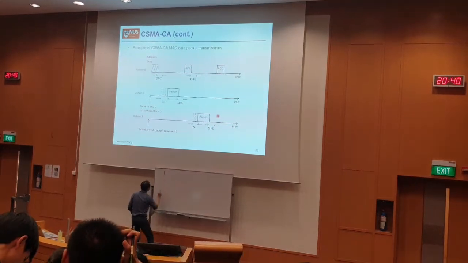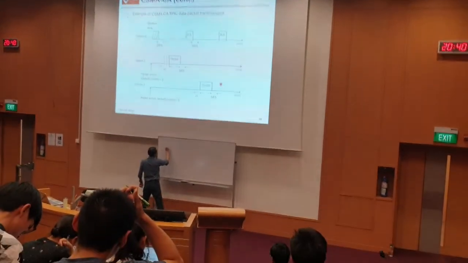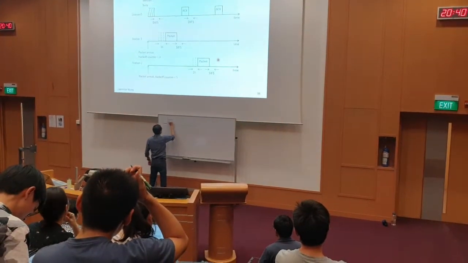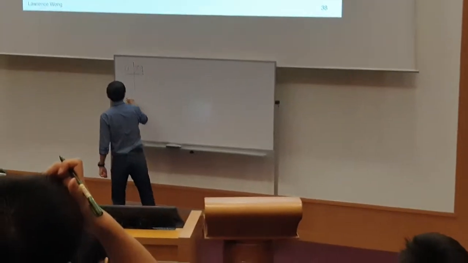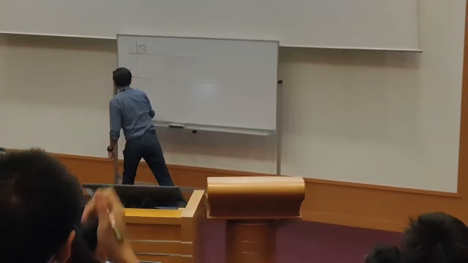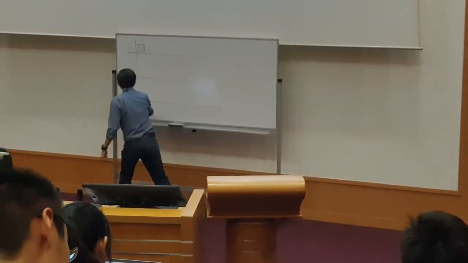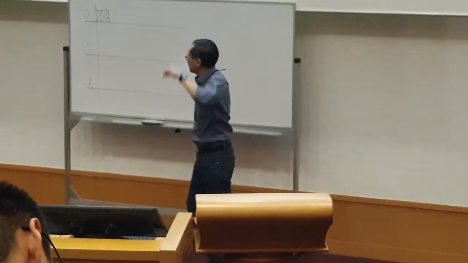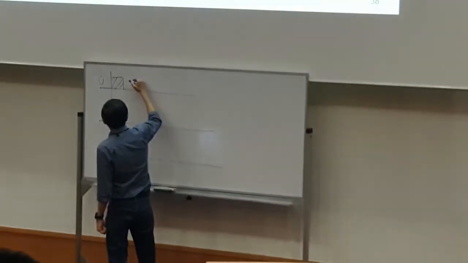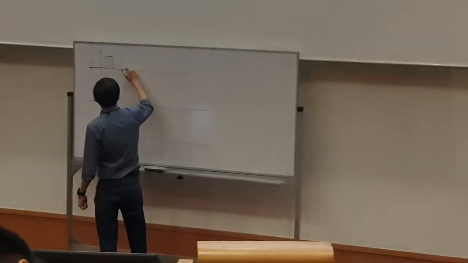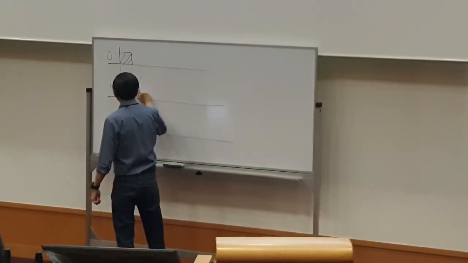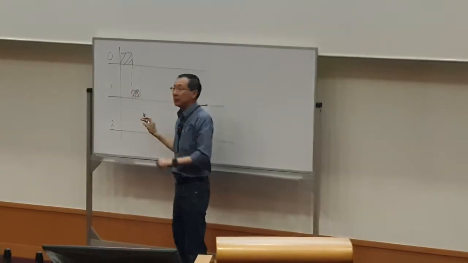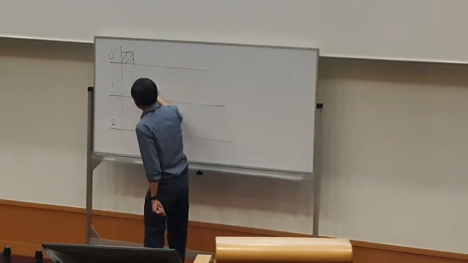So this is the initial start. It was busy up to this point. Okay, so this is 0. This is 1. This is 2. At this point, he waits for DIFS. This DIFS. Sorry, a little bit small. Then he sends his data.